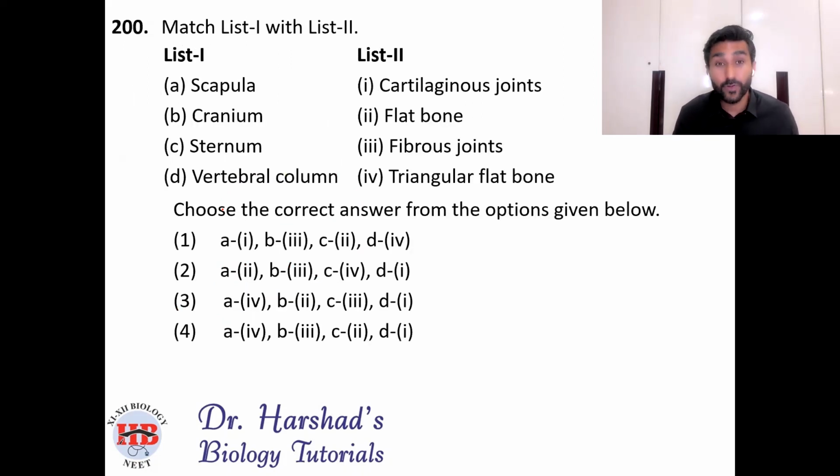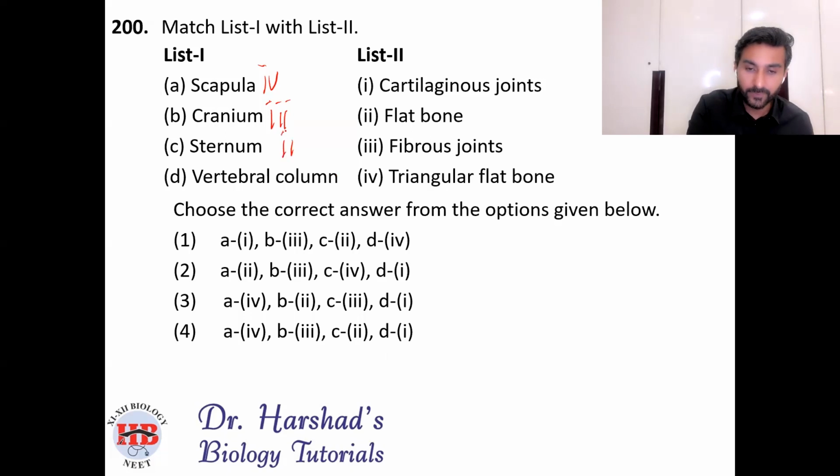This is a match the column about your bone types and your joint type. Now, scapula, if you remember, is a triangular flat bone. So A would match with 4. Cranium contains sutures, which are fibrous joints. So B would match with 3. Sternum is a flat bone present in the mid-ventral part. So C would match with 2.